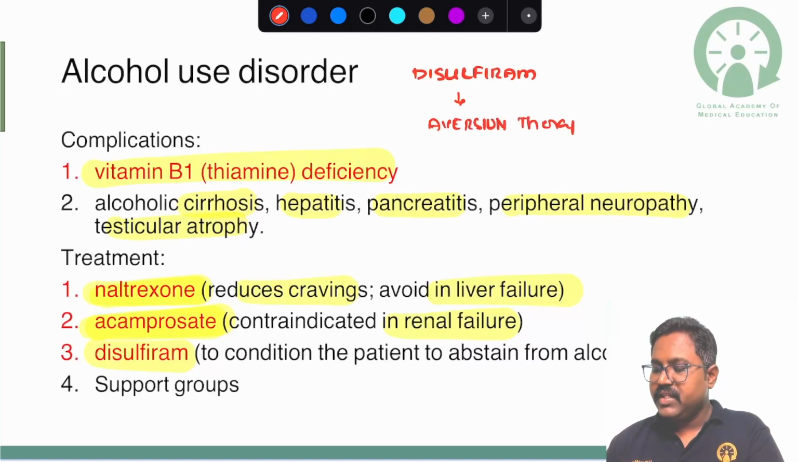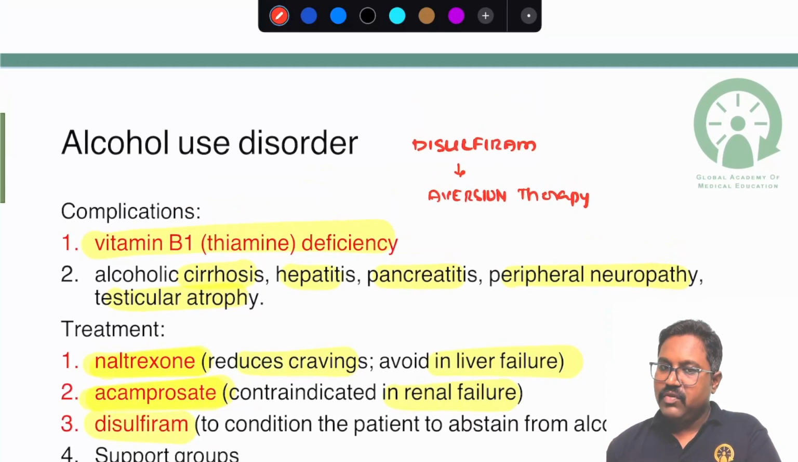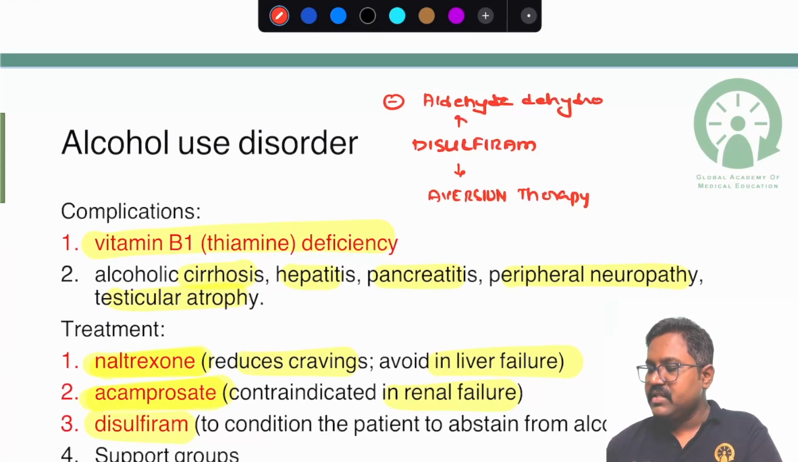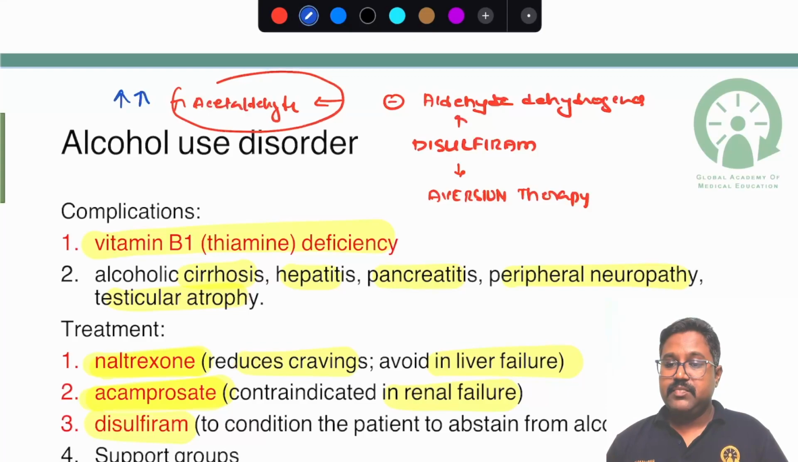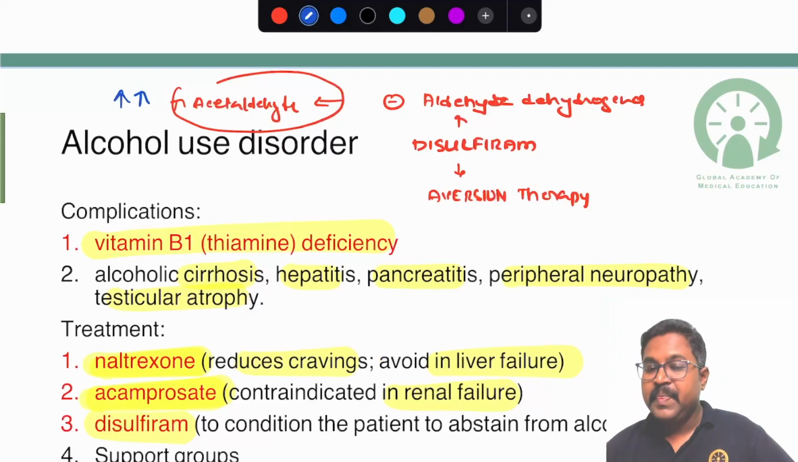What do you understand by aversion therapy? Whenever you give disulfiram, what is disulfiram? Basically, it will inhibit aldehyde dehydrogenase. Thereby, what will happen? It will increase the concentration of acetaldehyde. If the patient consumes alcohol, this concentration will increase, and it will cause discomfort or chest pain, vomiting-like sensation, difficulty in breathing, tremors, palpitation, tachycardia, etc. That will lead to uneasiness when they consume alcohol.